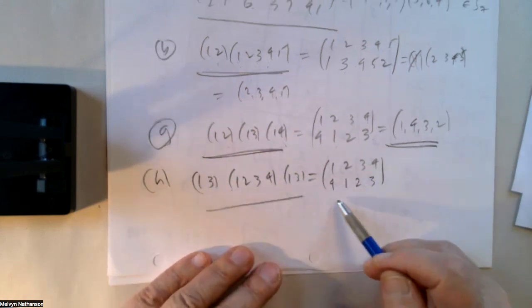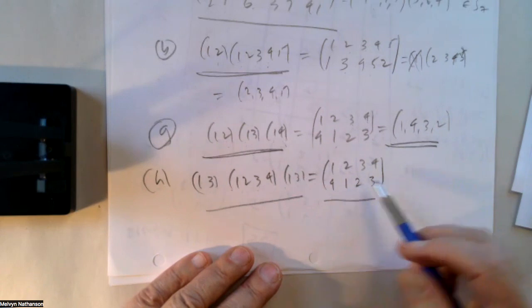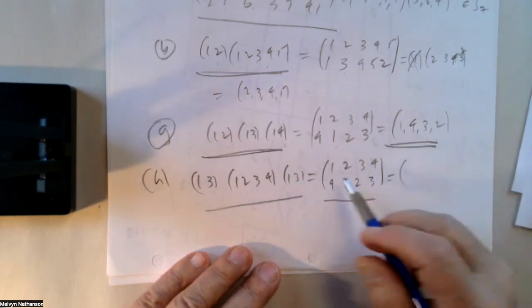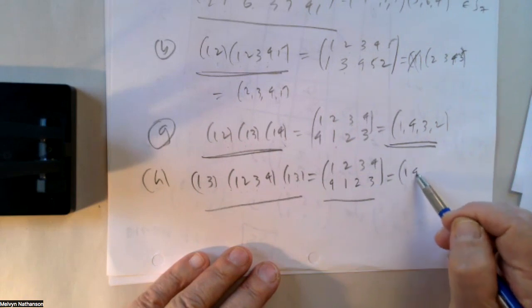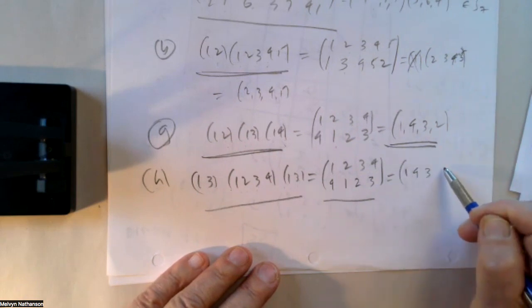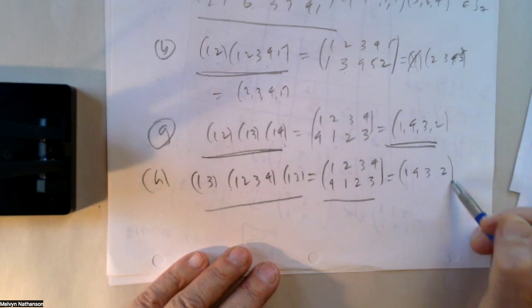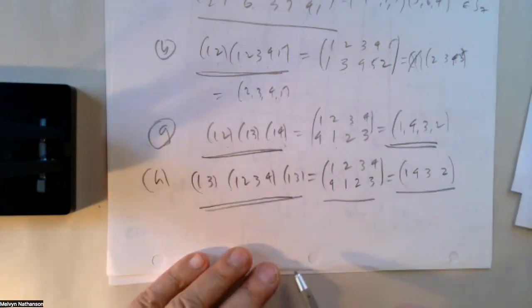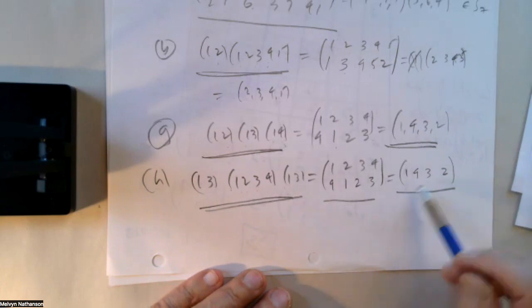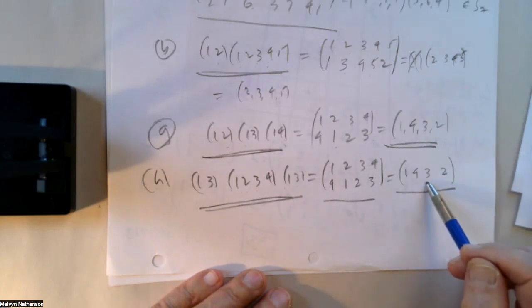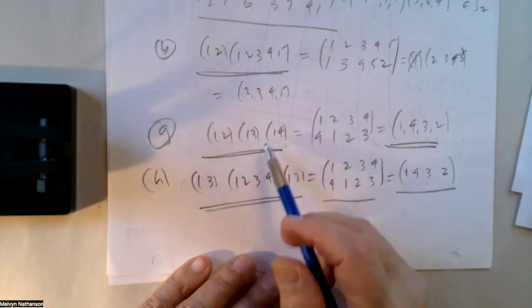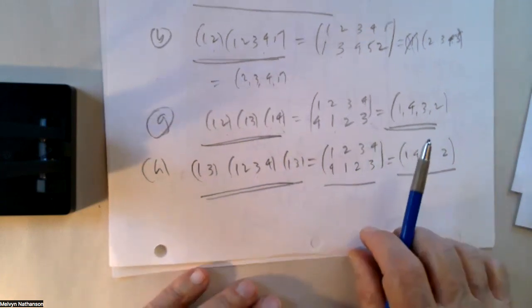So this, in standard notation, is the permutation 4, 1, 2, 3. And in cycle notation, 1 goes to 4, goes to 3, goes to 2, goes back to 1. So this permutation is also (1 4 3 2). So this 4 cycle can be written in different ways as products of cycles. They're just not disjoint cycles.